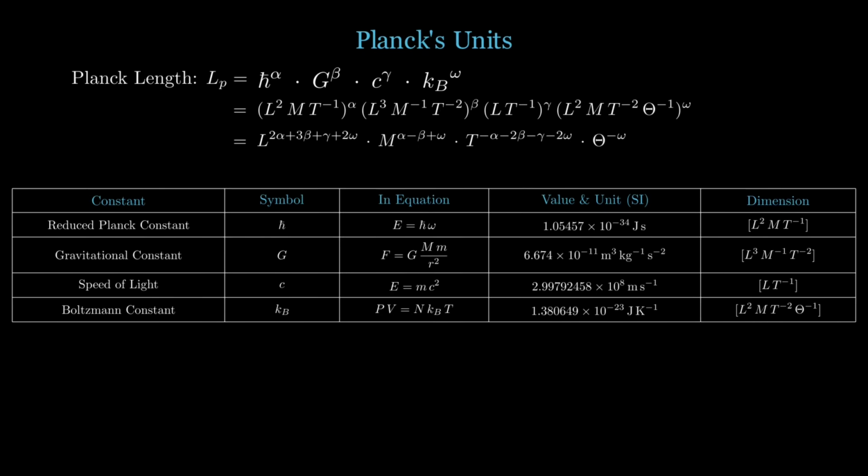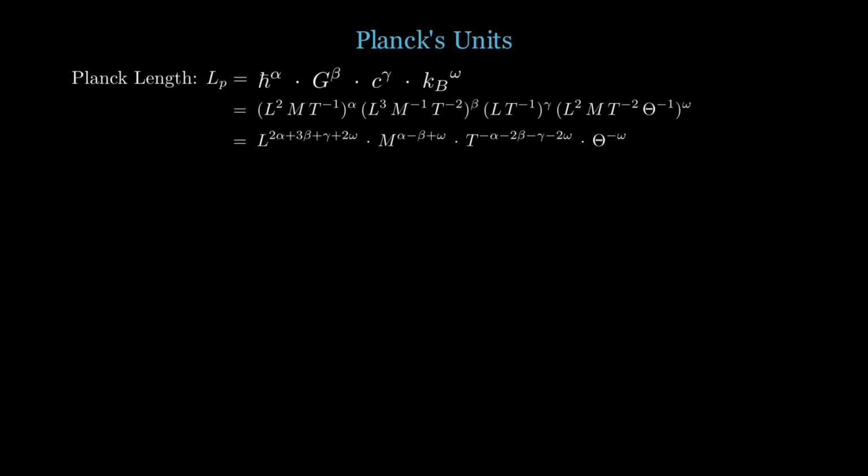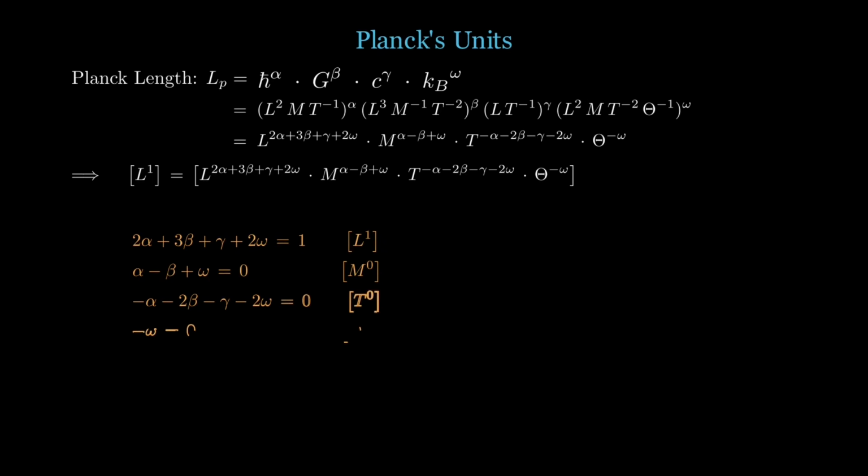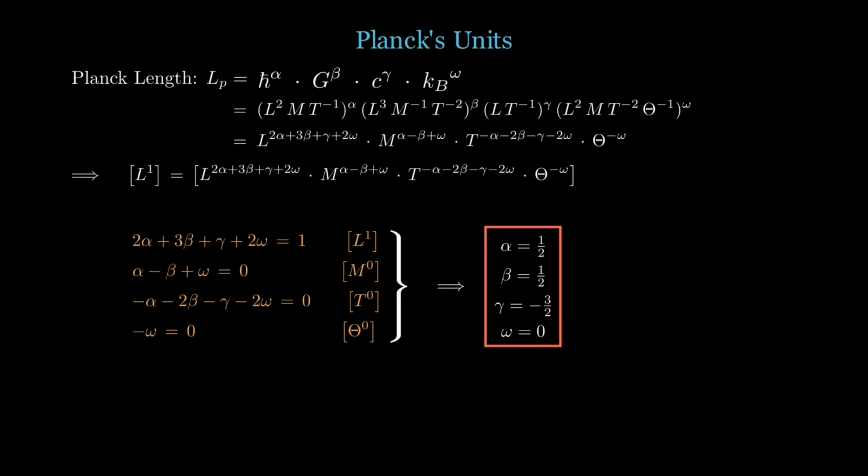On the left hand side, Planck's length Lp has dimension of length, which is simply L, and this demands that the exponents of M, T, and theta on the right hand side vanish, while that of L yields 1. This gives us a linear system of 4 equations with 4 variables, and it's very easy, you can solve it on your own, and we'd get alpha equals beta equals half, while gamma equals minus 3 by 2, and omega equals 0. Thus Planck's length is the square root of h bar times G over c cubed.